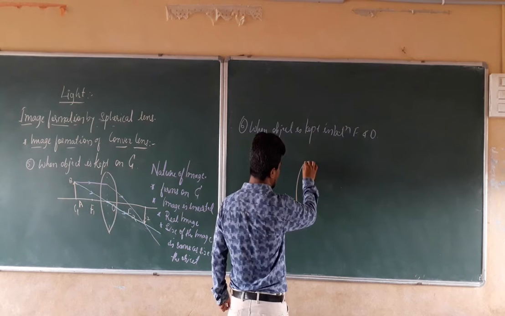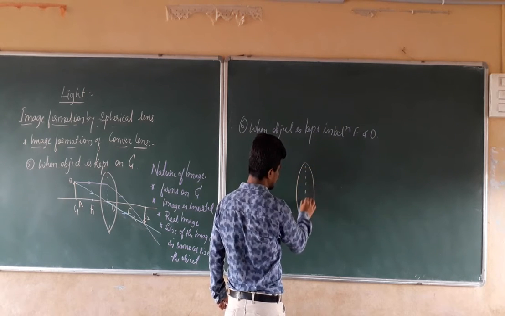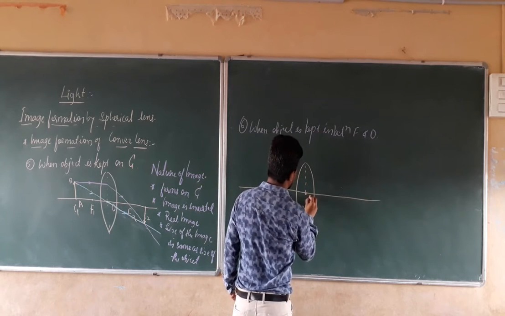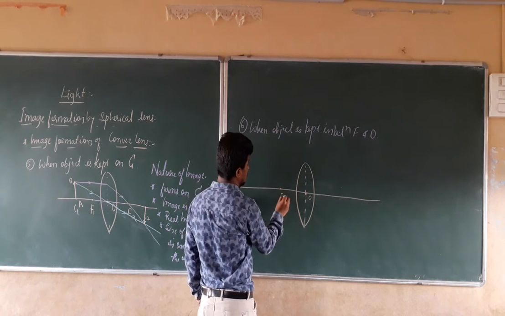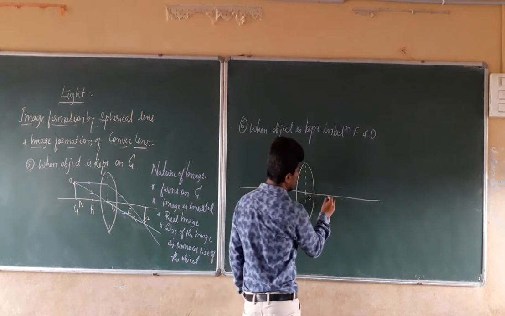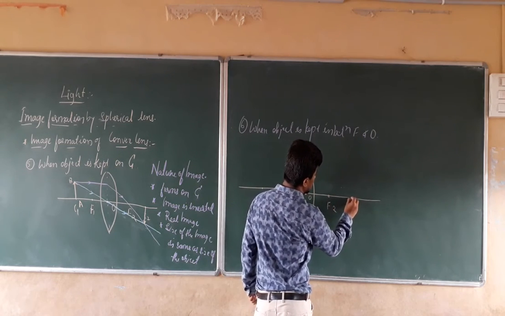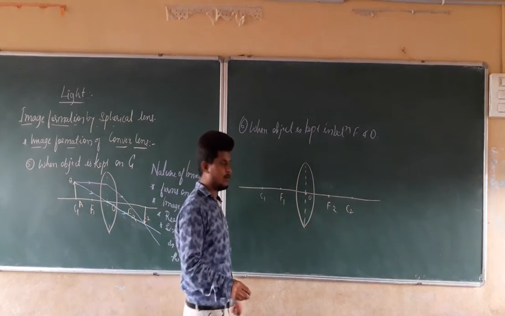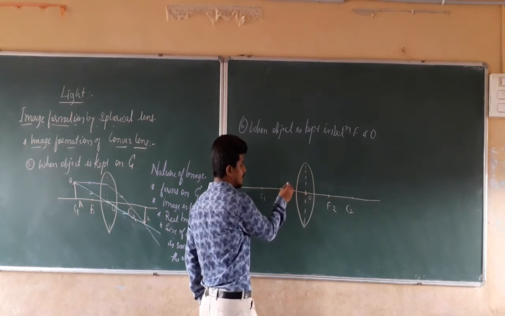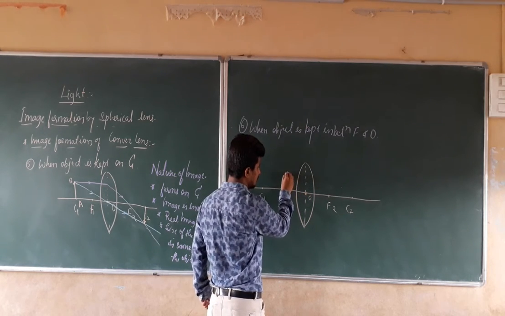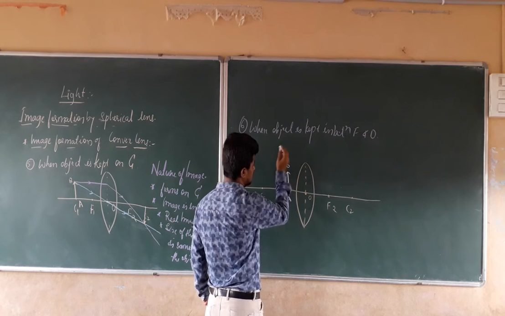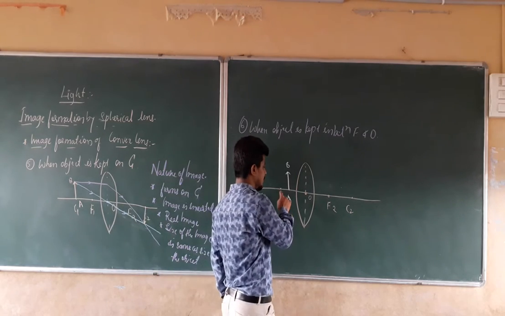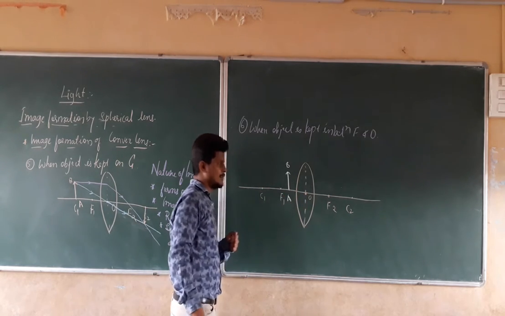For that reason I am going to draw a convex lens. This will be the optic center. This will be the principal focus. O, F1, C1, F2, C2. Right? Where we are going to keep the object? We are going to keep the object in between O and F, so we are going to keep the object here. Let this be AB. Right, we are going to keep the object in between F and O. In case of a convex lens, the object is AB.